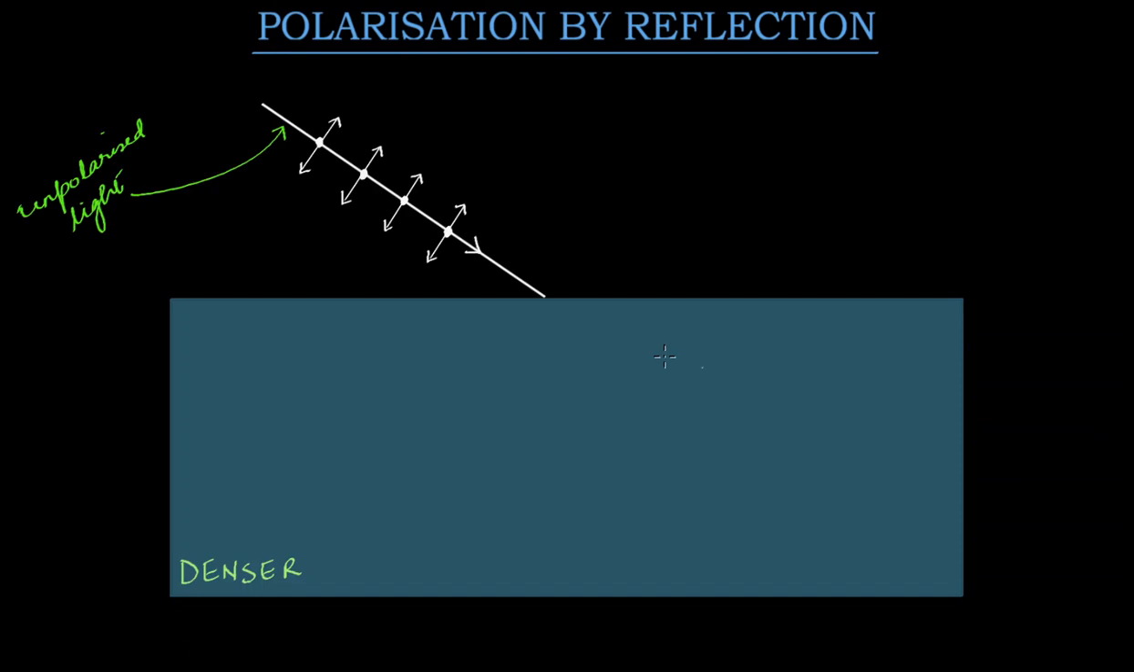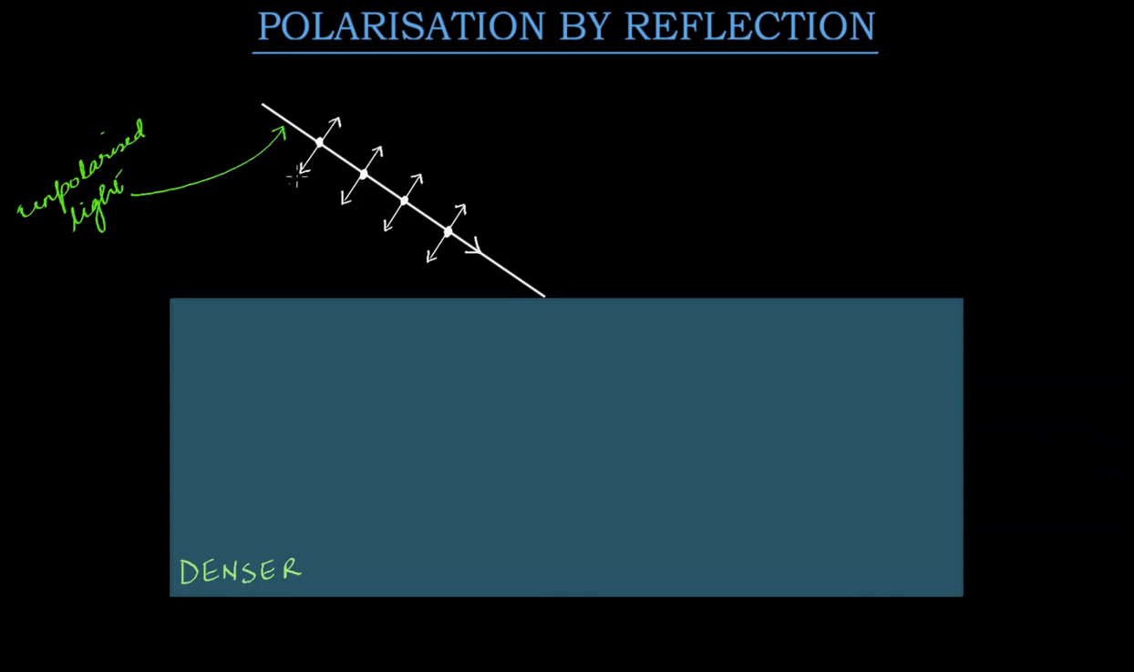Let us now discuss the second method of polarization, and that is polarization by reflection. So let's say we have a denser medium which is placed in air. Let an unpolarized light be incident from air onto the denser medium.